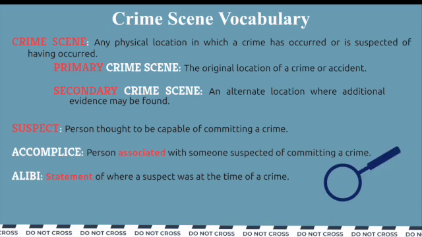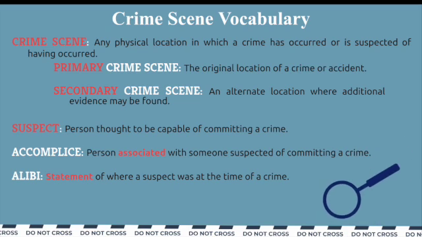So for example, if someone were killed in their house, that would be the primary crime scene, and then their body is moved in a car, that would be secondary crime scene. So it may be that you find the body at the secondary crime scene and have to backtrack to find where they were actually killed at.